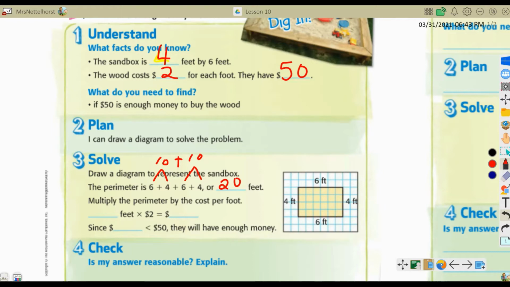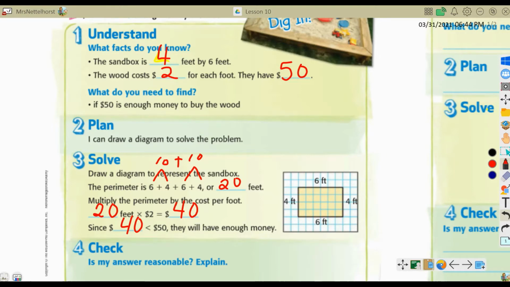Okay, now you're going to multiply the perimeter by the cost per foot, because if it's per foot, that means this foot is $2, this foot is $2, this foot is $2, and you're adding $2 20 times, also known as multiplication. So we're going to multiply the 20 feet that it is around by $2. So 20 times 2, 20 plus 20 is 40. So it is $40. And since $40 is less than $50, they will have enough money.